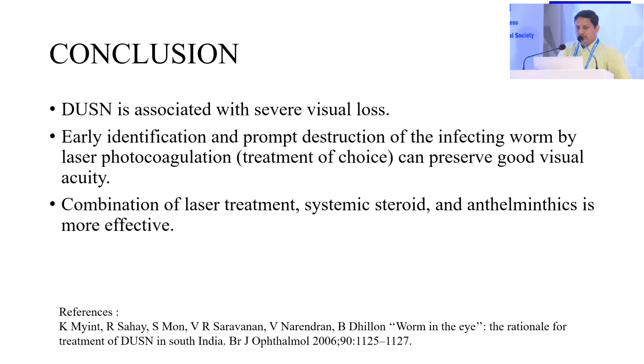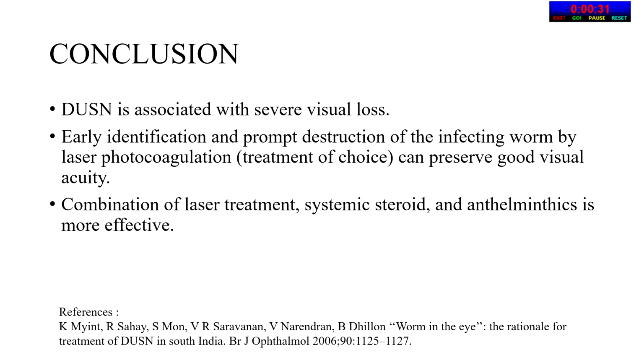So we conclude that DUSN is associated with severe visual loss. Early identification and prompt destruction of the infecting worm by laser photocoagulation, which is the treatment of choice, can preserve good visual acuity. A combination of laser treatment, systemic steroids, and anthelmintics is more effective.